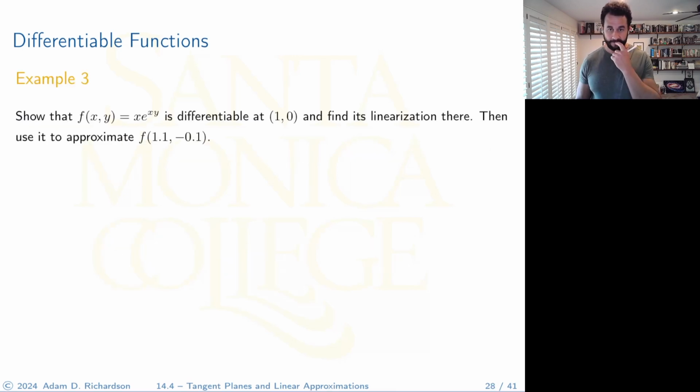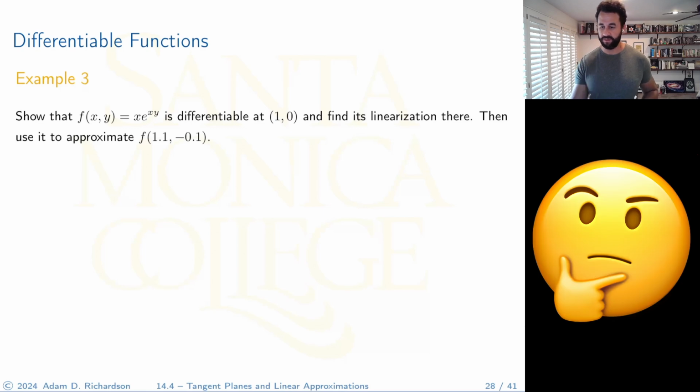All right. So this is one I want you to actually try on your own. Enough of me talking. I want you to show that this function is differentiable at (1, 0), and I want you to find its linearization there, its tangent plane approximation. Then use that linearization to approximate this output value. All right? So think about it for a moment.